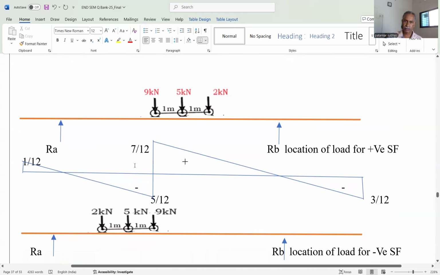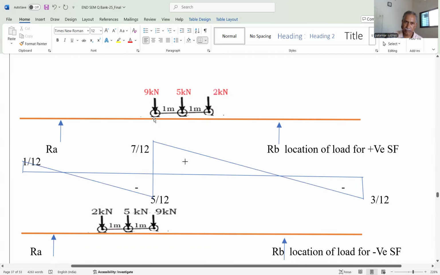So again, we can draw on the same line at a distance of 5 meter. This is 12 meter, that's why this is 5 by 12. This is 7 by 12. At support B, it is 0. At support A, it is 0. We can extend because this is an overhang portion, and from the right side, this is also an overhang portion. That's why this distance is 3 meter. So this is 3 divided by L, that is 12 meter. And this distance is 1 meter, so 1 by 12. This is 1 by 12 plus, this is 5 by 12 minus, this is 7 by 12 plus, and this is 3 by 12 minus. This is the ILD for the shear force.